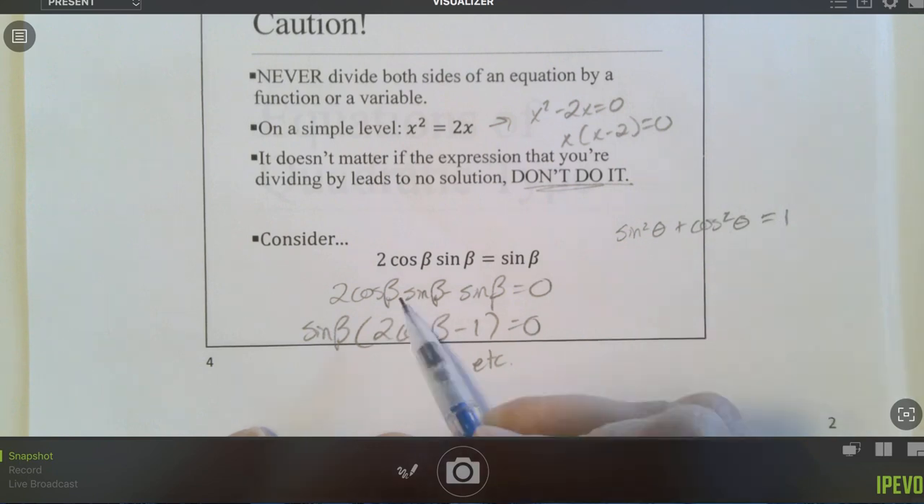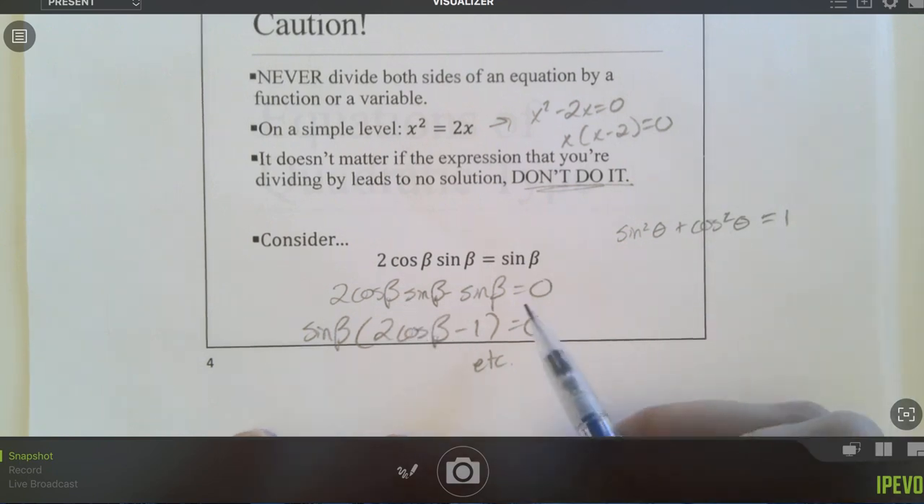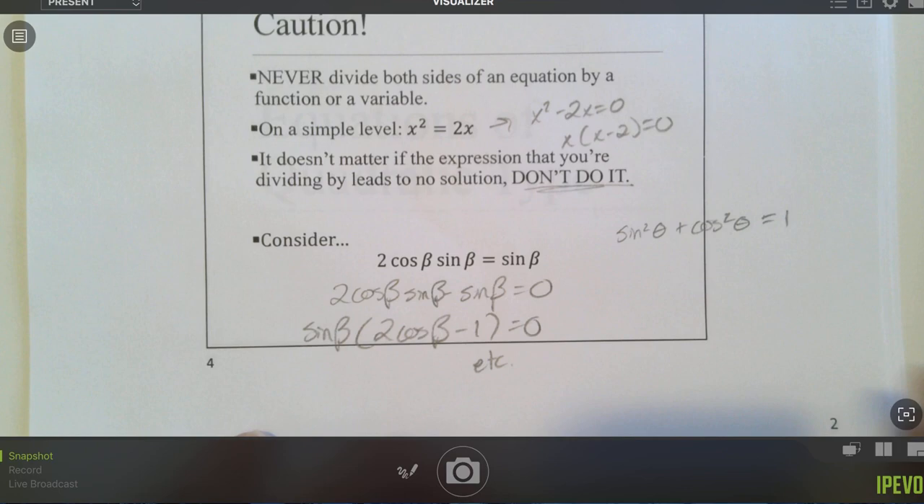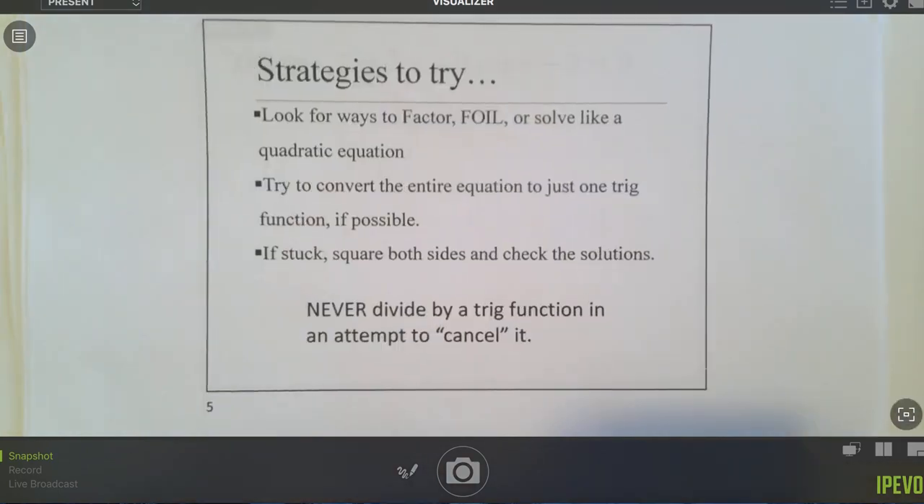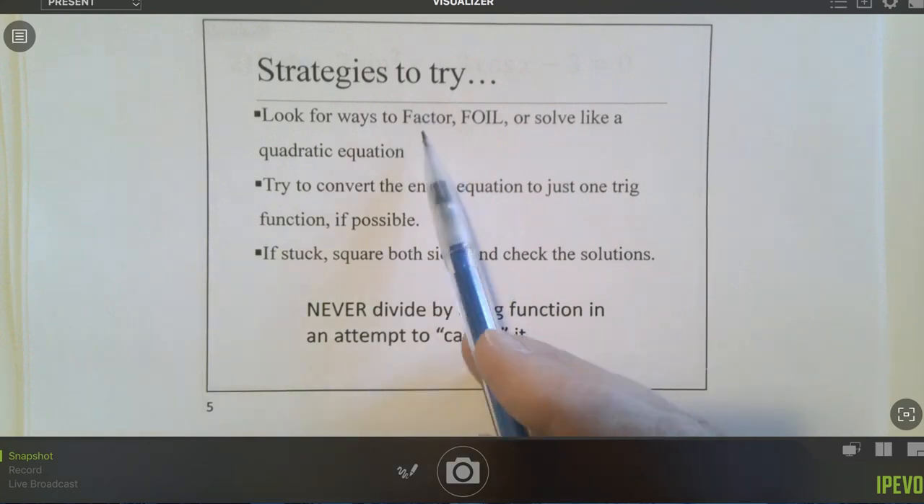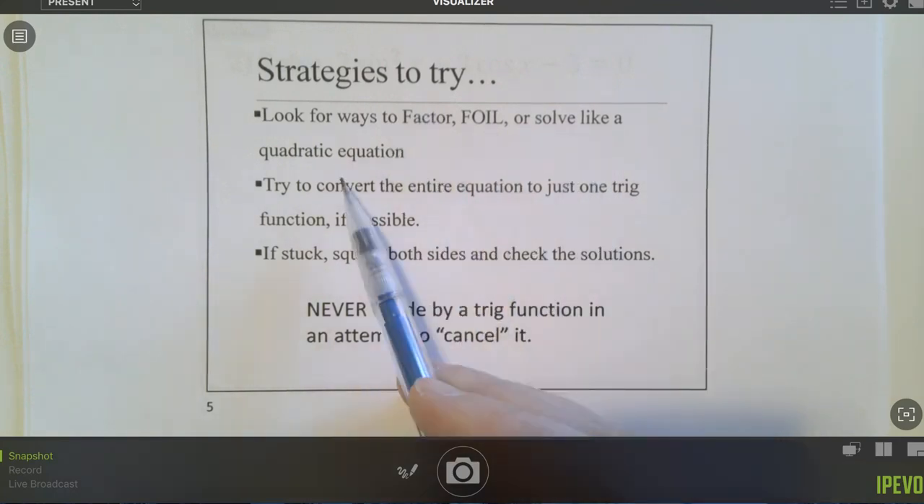You can never divide by a function or a variable that could be equal to 0. You can divide by constants all the livelong day if you want. So in this section, some of the strategies that you're going to want to try are look for ways to factor or FOIL or solve, just like a quadratic equation.